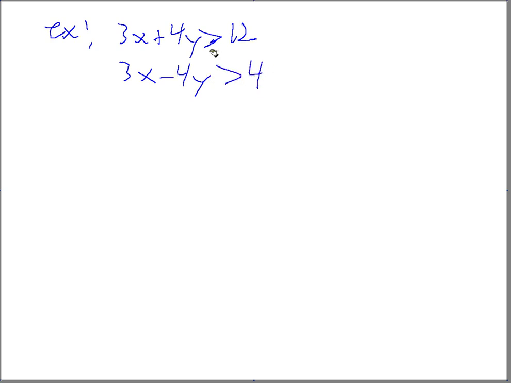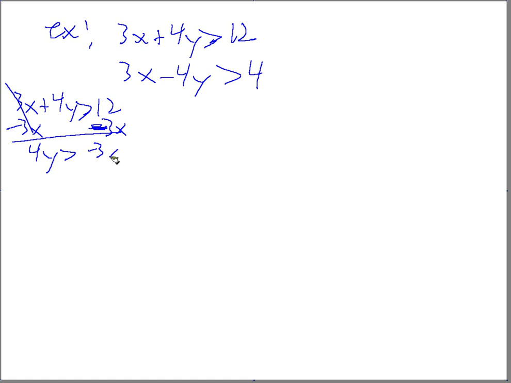Alright, so again, the key is what? Get them both in mx plus b form. So let's go and do some algebra on that. So 3x plus 4y is greater than 12. Let's get that in mx plus b as we've done in the past. Let's move the 3x to the other side there. Minus 3x. So it takes care of that. So 4y is greater than negative 3x plus 12.